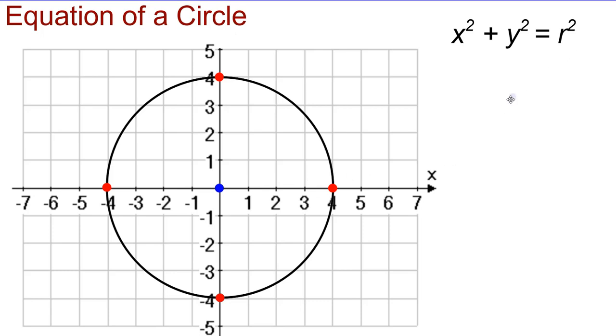So on here we can find the radius counting over 1, 2, 3, 4. So 4 squared would be 16. So we'd write the equation of this circle as x squared plus y squared is equal to 4 squared, or even better, x squared plus y squared is equal to 16. Yeah, so that's how we write the equation of that circle.